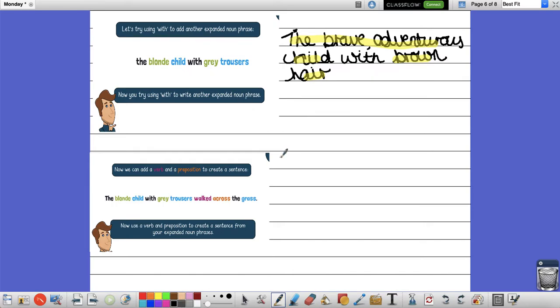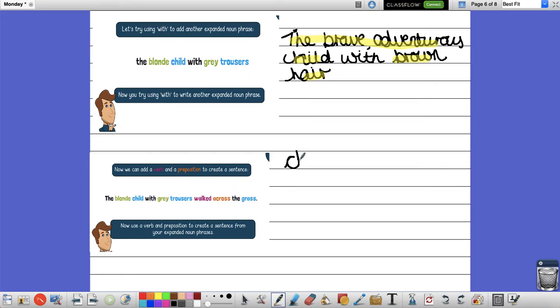Okay, when you have done that, we're going to look at how we can add in a verb and a preposition. So my sentence starts with the brave adventurous child with brown hair. Okay, now I want to use a verb. What did this child do? So the brave adventurous child with brown hair, I'm going to put climbed.